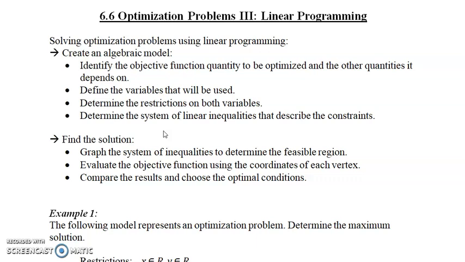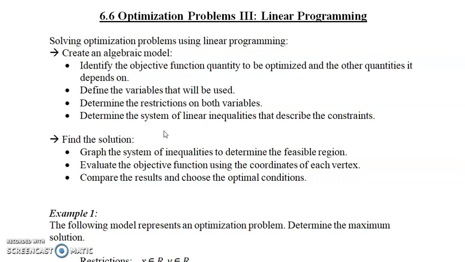Determine the restrictions on both variables. So the restrictions are the domain and range, right? They have to be considered. So, you know, your real numbers, your whole numbers, etc. And the constraints are the inequalities for the system. So when you're finding a solution, you're going to graph all the inequalities. You're going to determine that feasible region. That's the overlap of all the inequalities, and of course the restrictions as well.